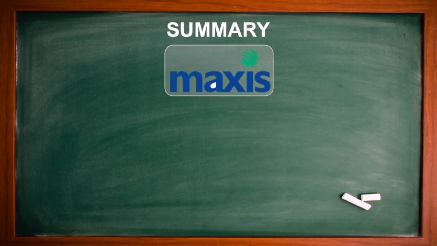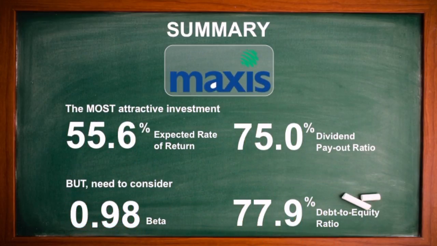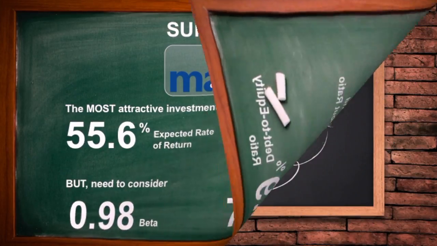As a conclusion, from the investor's perspective, Maxis will be the most attractive investment in the telecommunication industry based on the highest expected rate of return and high dividend payout ratio. However, the investor also needs to consider the high risk based on the calculated beta and high debt ratio, because their interests are not protected in the event of business decline.